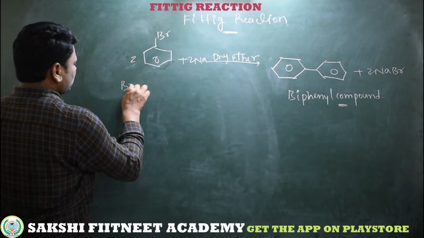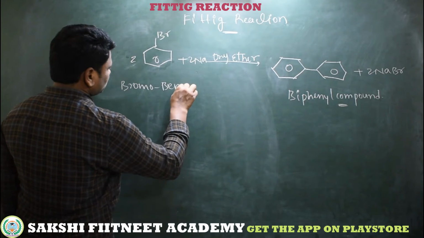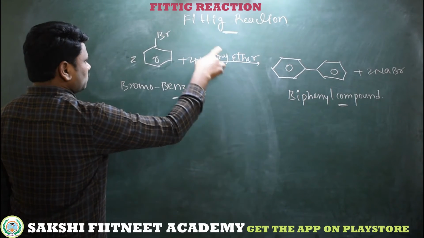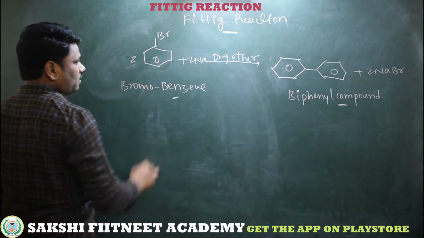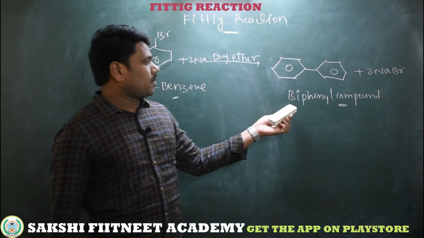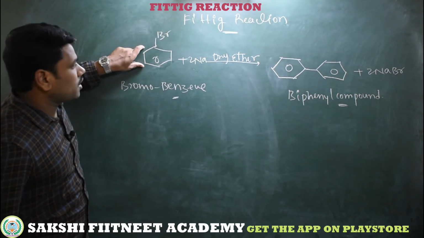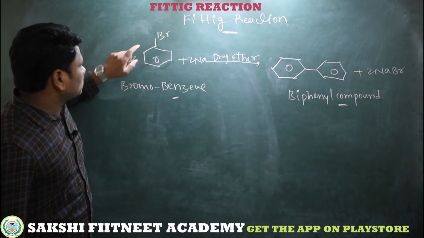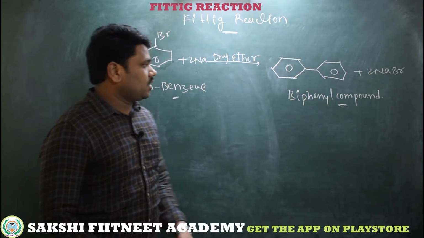So we are taking bromobenzene, that is a dry ether solution of bromobenzene with sodium metal. We are getting a biphenyl compound. Simple. You just fuse these organic groups. So here the organic groups are just aromatic groups. That is called a Fittig reaction.